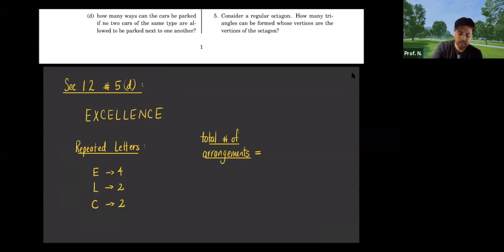So the first E is E1, the next E is E2, E3, and E4. So we have 4 E's. And then we do the same thing for C's. We call this the first C, this the second C. This is the first L, and this is the second L. So in a sense, we make believe that all these letters are not the same, they're all distinct objects. So how many of those do we have? 1, 2, 3, 4, 5, 6, 7, 8, 9, 10. We have 10 letters overall.